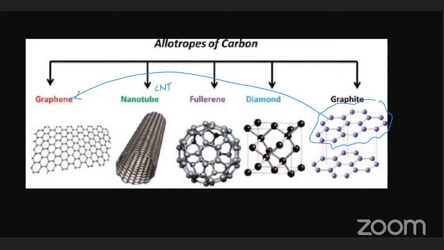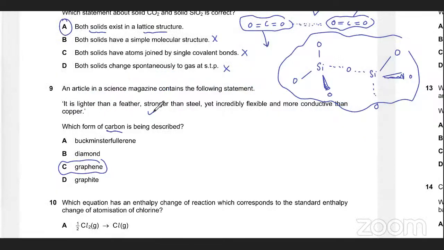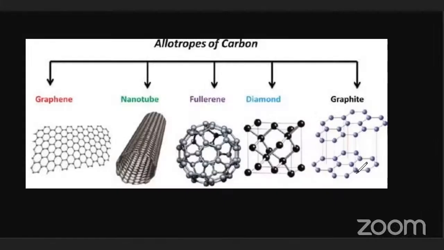So all these properties that he was describing over here, okay, let me just clear this. That it is lighter than a feather, stronger than steel, yet incredibly flexible and more conductive than copper. It's also very flexible. If you take out one sheet, it's like a page, it's like a copy, like graphite. Like graphite is pages in a copy stacked on top of one another. When the pages are stacked on top of one another, they're not flexible. If you're able to take out one single page, then that single page is really flexible, and that could be molded into different types of structures.